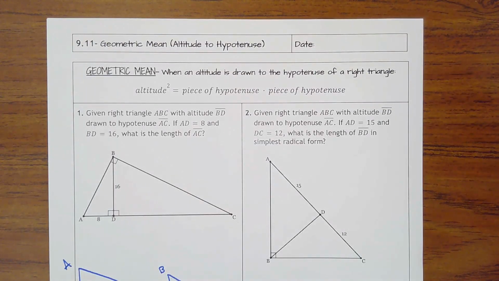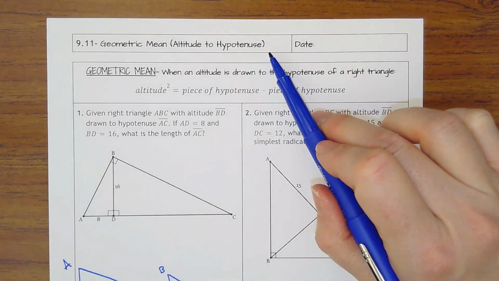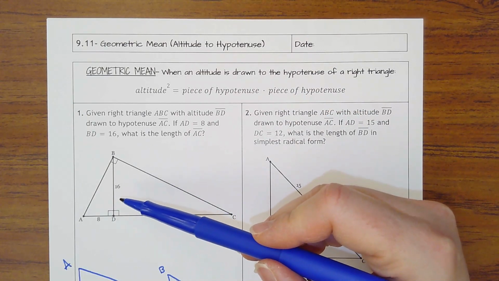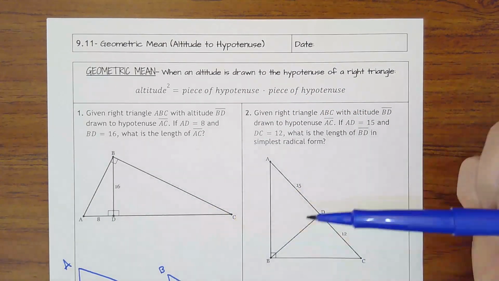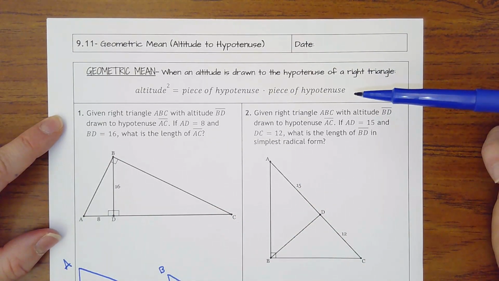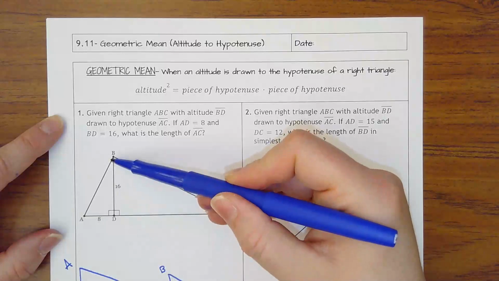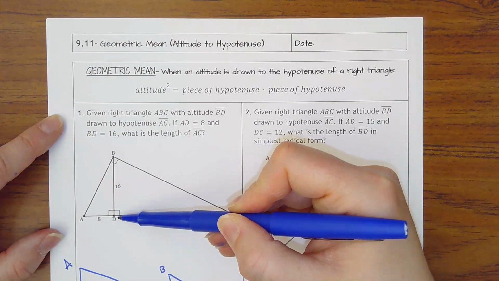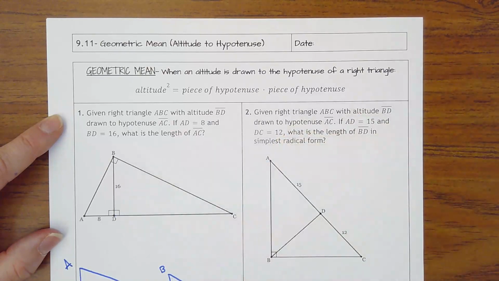9.11 is geometric mean and altitude to hypotenuse, which we've seen in the last lesson. The difference in this one is that we're literally going to have the altitude either being asked for or given to us. There's a little shortcut here, but before I talk about that, it says given right triangle ABC with altitude BD. We talked about that's just from the top point of something dropped down so that it's perpendicular with the ground, like a mountain's altitude.